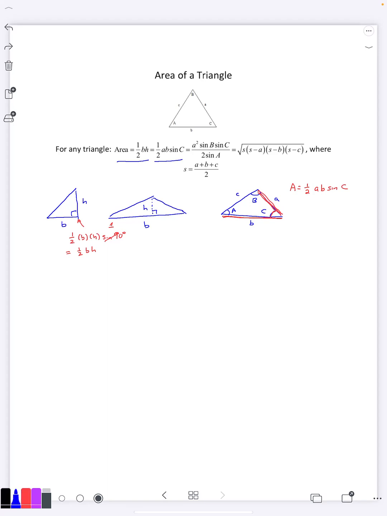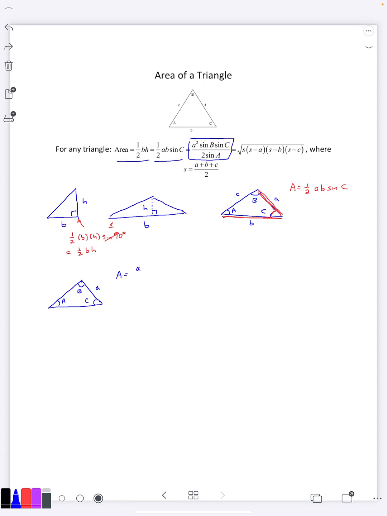The next formula looks definitely worse, but you'll notice that we have the side A, and that's all. We have sine B, sine C, and sine A. So we need to know all three angles, but only one of the sides. So if you have a triangle and you know all three angles, but all you know is one of the sides, none of the other two, you can use this formula to get the answer.